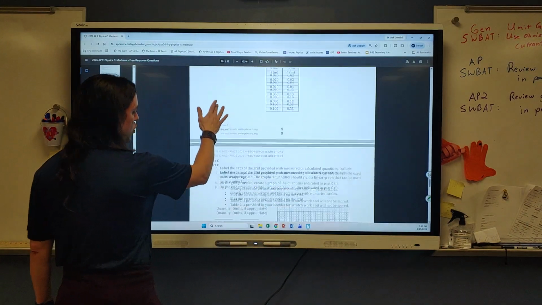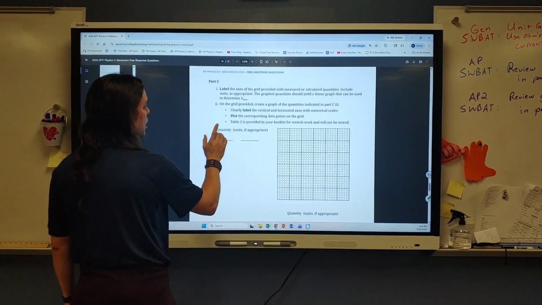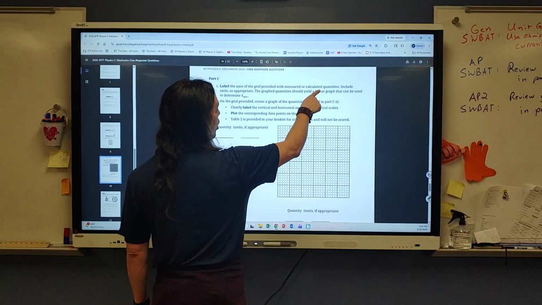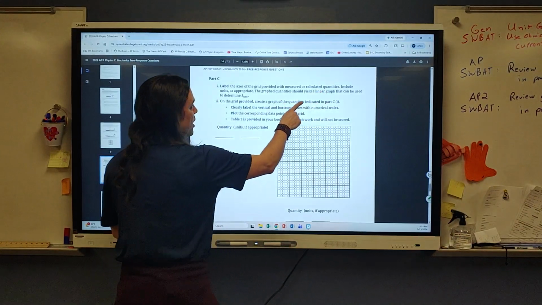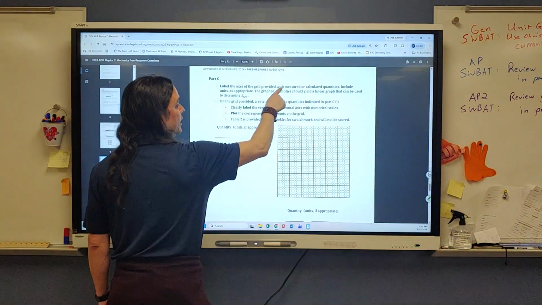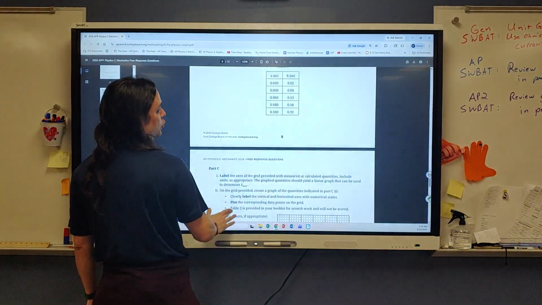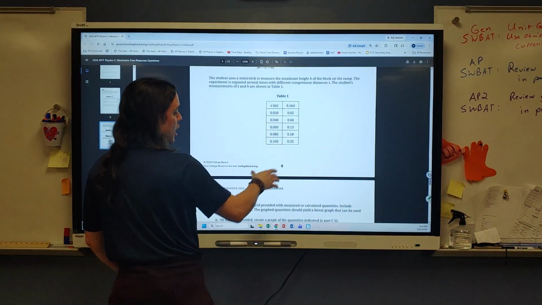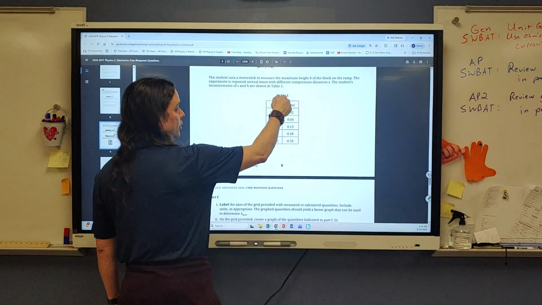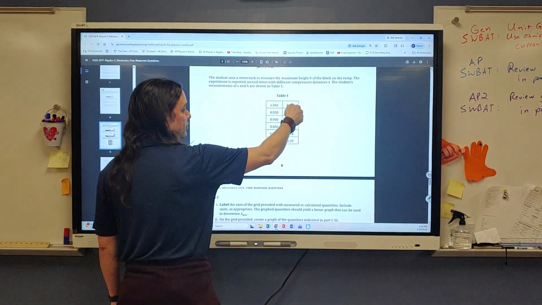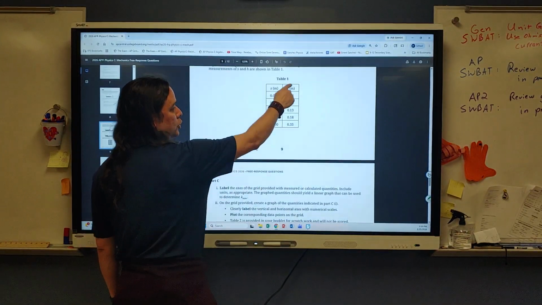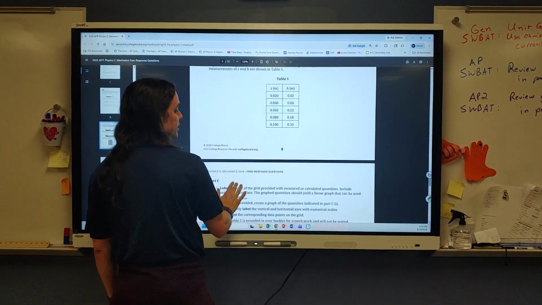Let's double check that we know where your points are coming from on this. Part C, label the axes of the grid provided with measured or calculated quantities. Now remember, if you're calculating your quantities, you need to express where they're coming from in terms of the measured quantities. Don't just say, okay, we're going to graph gravitational potential energy and not tell me that you're doing the mass times the acceleration due to gravity times h. Always put mgh. Use the things that you've got the data on.